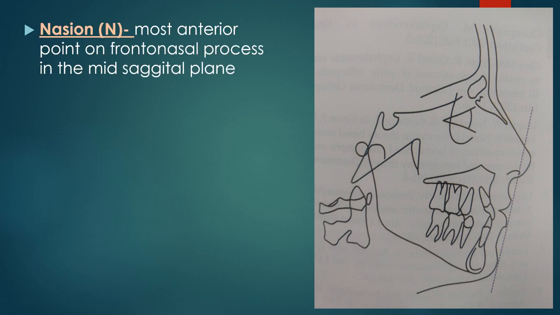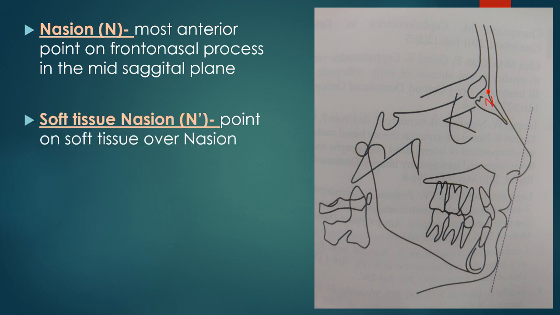Moving on to nasion. Nasion is represented as letter N, capital letter N. It is the most anterior point on frontonasal process in the mid sagittal plane and it is located here. Represented as capital letter N. Soft tissue nasion. It is represented as N dash. It is a soft tissue landmark and it is the point on soft tissue over nasion and is present here. Represented as N dash.